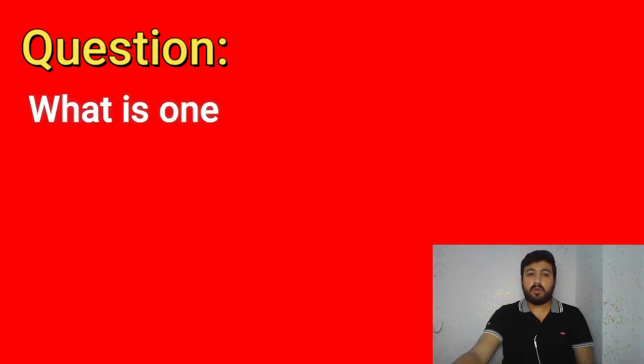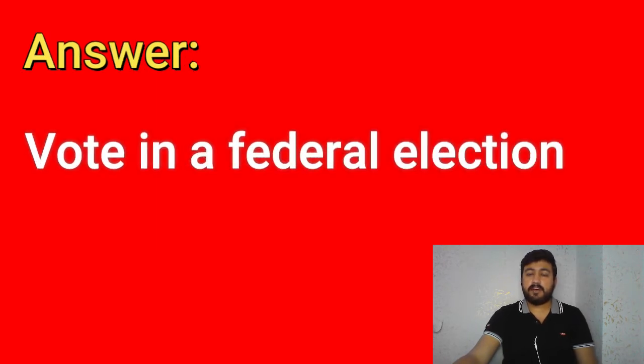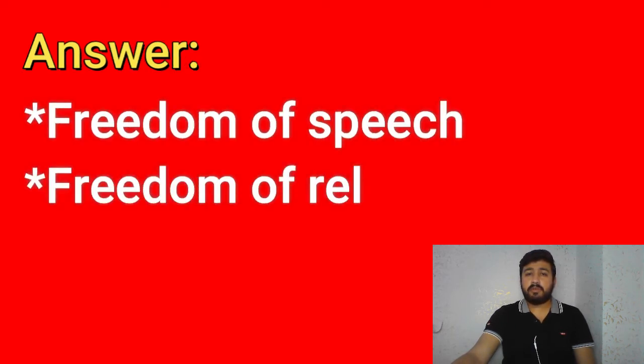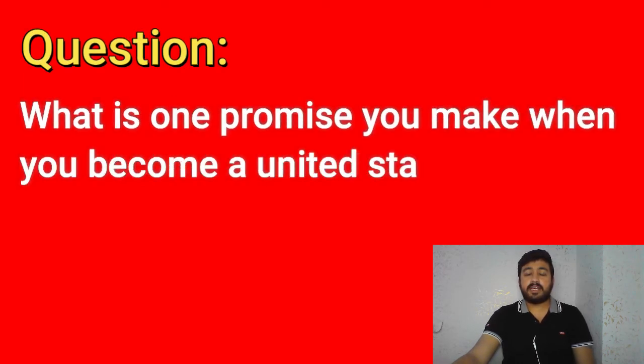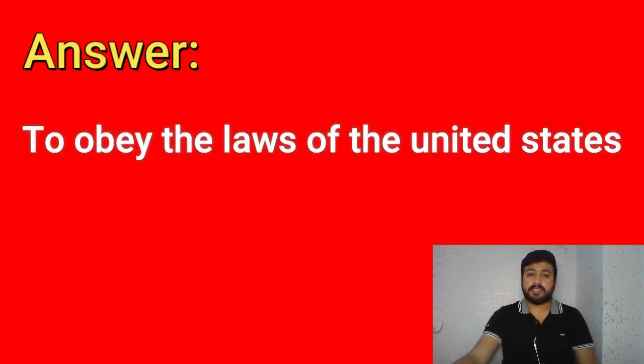And now we are going to talk about some rights and responsibilities. What is one responsibility that is only for United States citizens? Vote in a federal election. What are two rights of everyone living in the United States? Everyone has freedom of speech and freedom of religion. What is one promise you make when you become a United States citizen? To obey the laws of the United States.